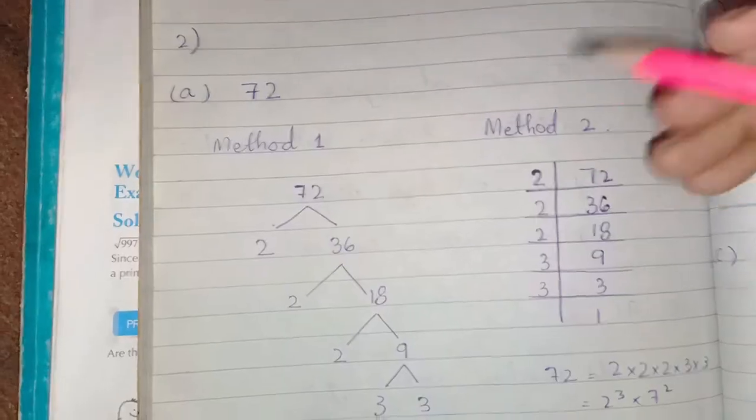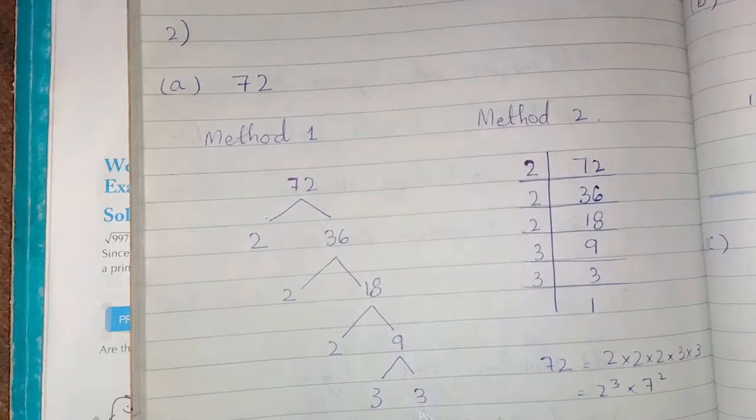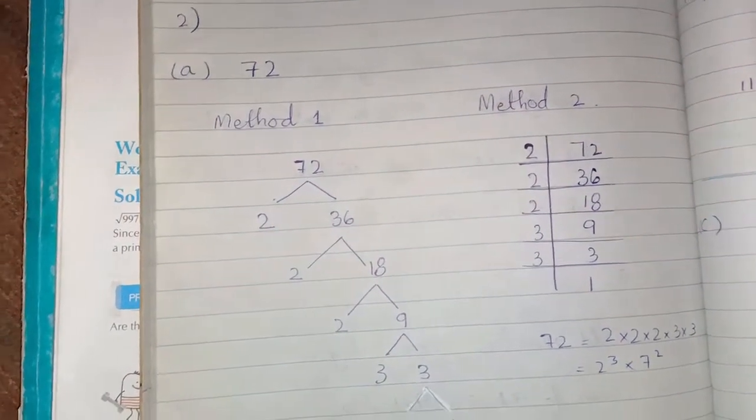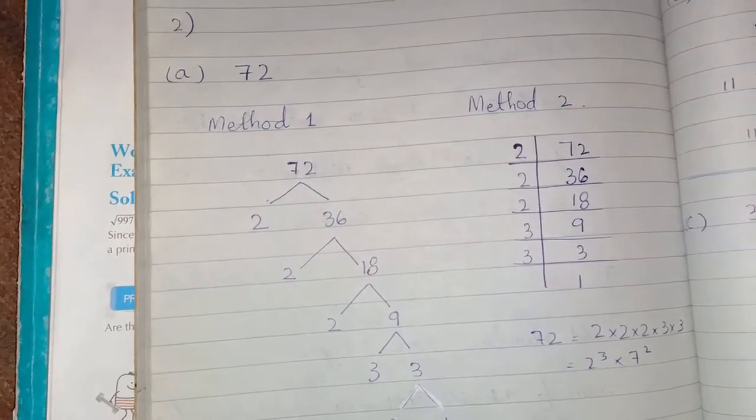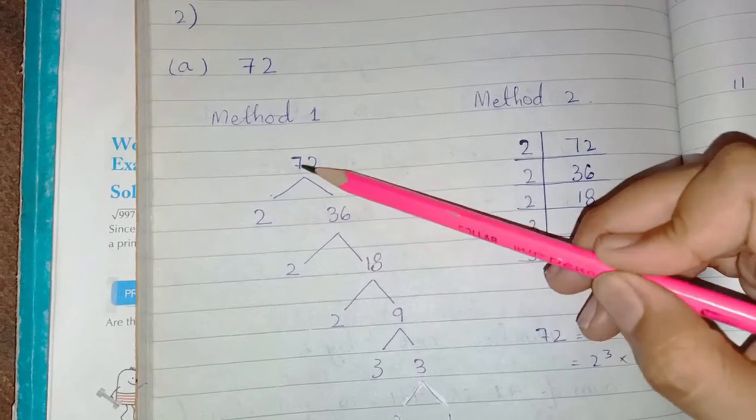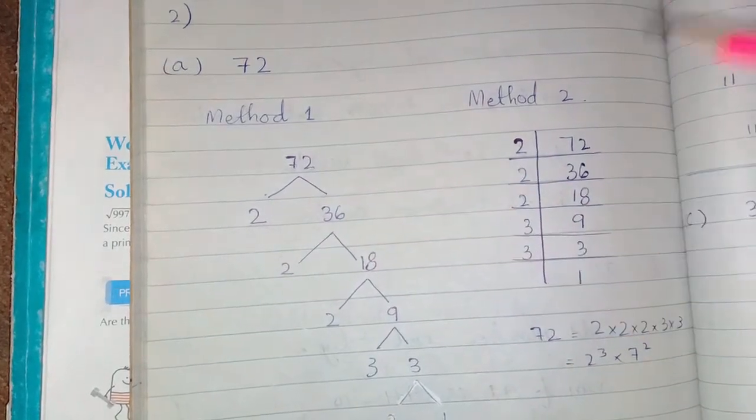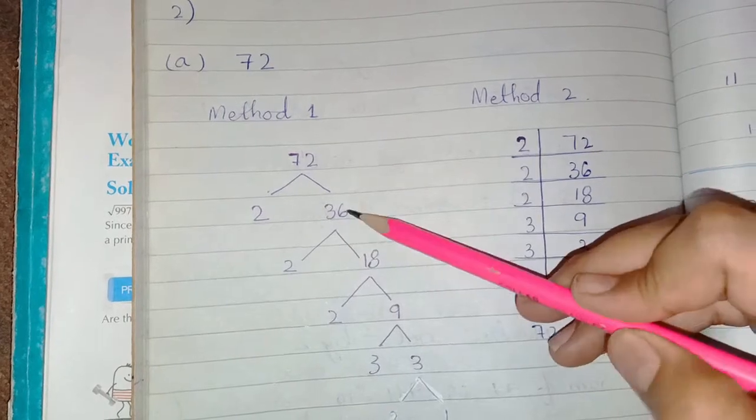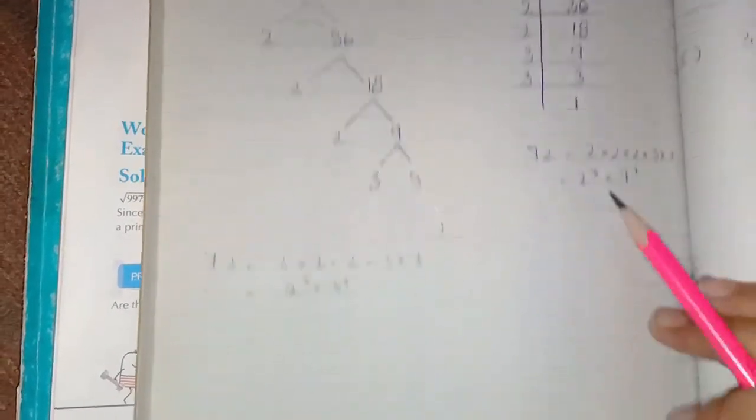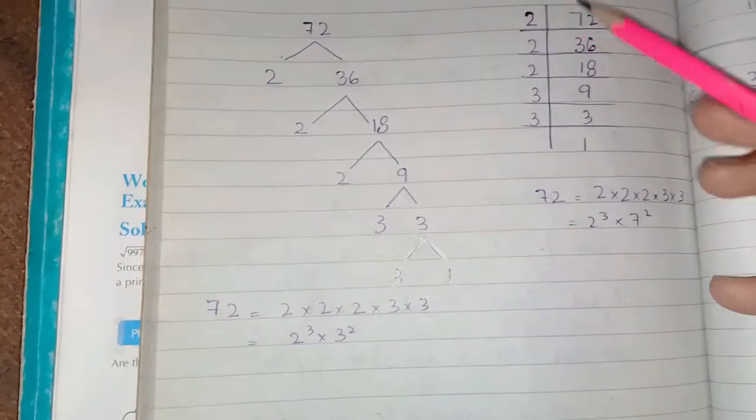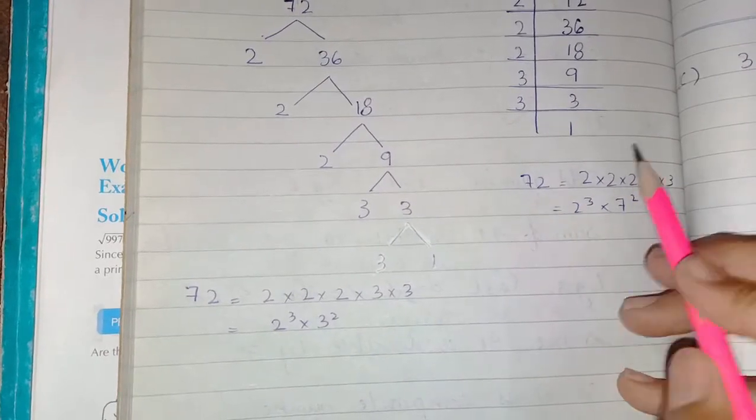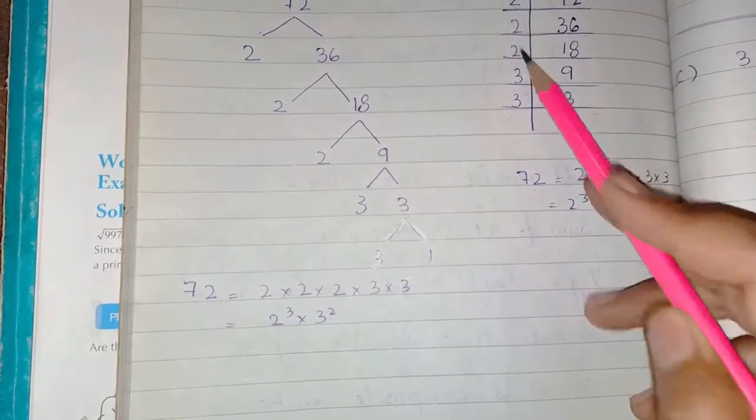Now here we have 72. We have two different methods: the first is this, and the second we have done in the practice. So we can use any of the methods. 2 threes are 6, 1 here, 2 sixes are 12, 2 eighteens are 36, 2 nines are 18, 3 threes are 9, 3 ones are 3. Now we have to write all the prime factors. These numbers are all prime, so the prime factors of 72 are 2, 2, 2, 3, 3.